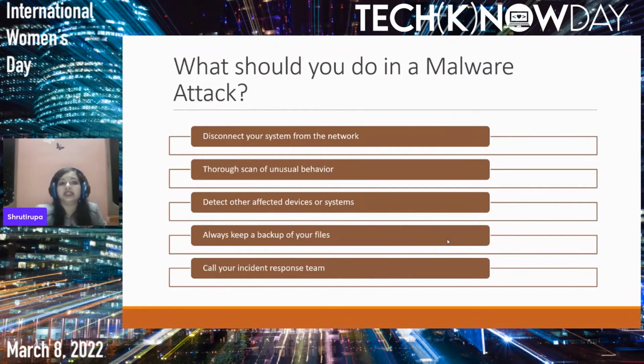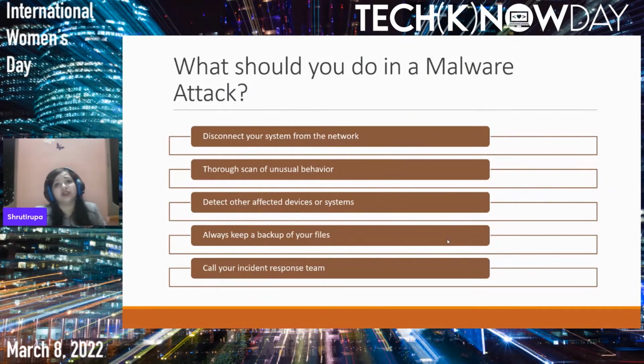Again, if you see that your system is being infected by malware, you have to perform a thorough scan. You have to figure out what kind of unusual behavior you are observing, and if there is unusual behavior, scan your system and use some anti-malware tools so that you can remove it from your devices. Detect other affected systems or devices.